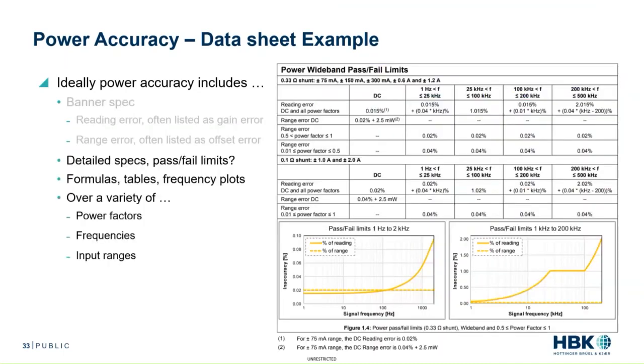Now, the accuracy specifications on the datasheet should be detailed and identify whether they're pass-fail, or if they're guaranteed, or just typical not guaranteed specs. In this example here, we see that the datasheet specifically states pass-fail limits right there at the top. Also, it's good to have more detail, including formulas, tables, like you see here, even frequency plots and specifications over a variety of power factors, frequencies, and even input ranges.